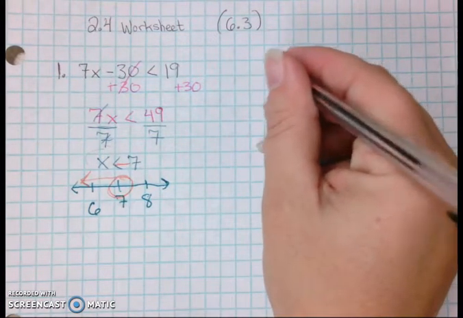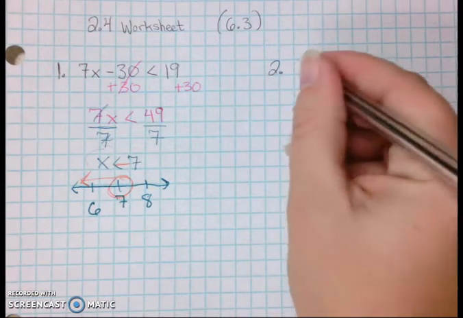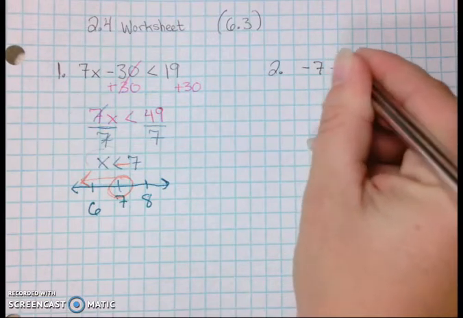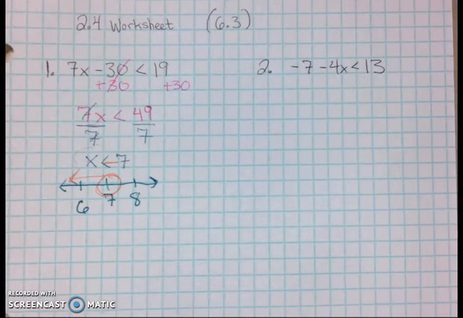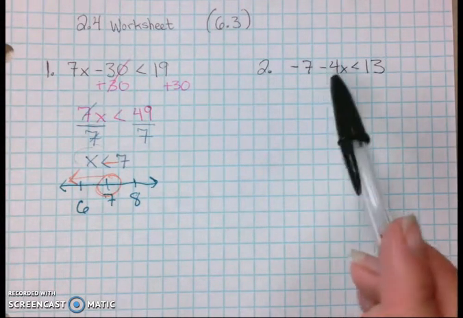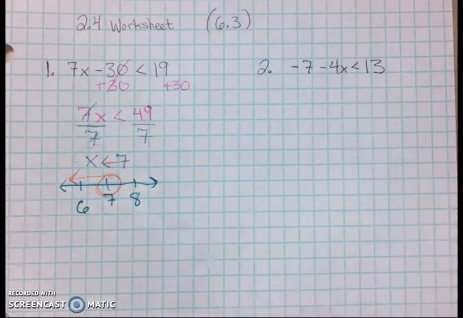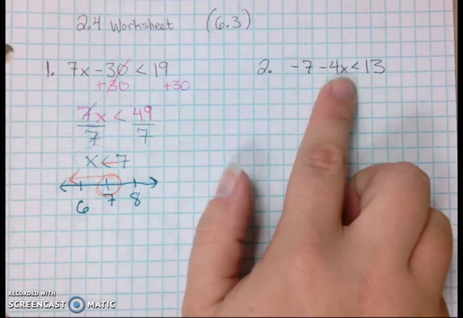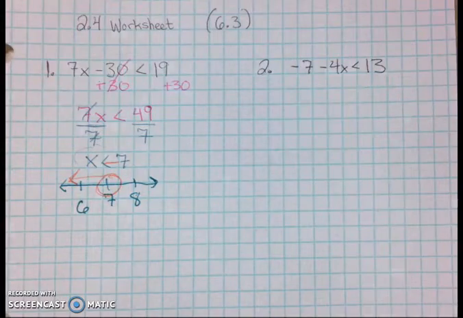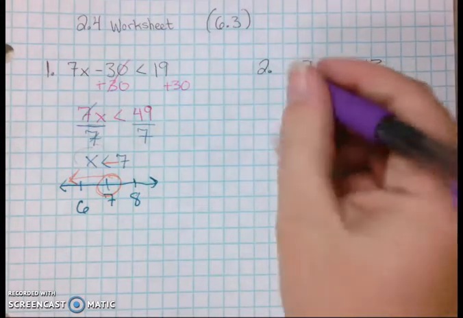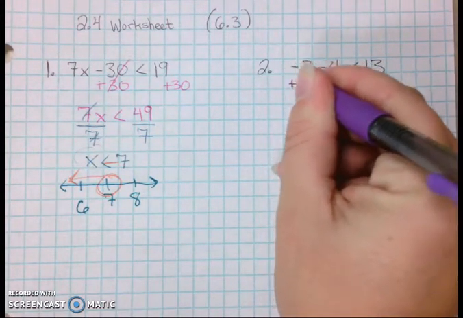Alright, so then number 2. So find where x is. We have to get rid of this negative 7 and the minus 4 here. So this negative 4 is times x, so we do that last. Let's get rid of negative 7 by adding 7 to both sides. Because negative 7 plus 7 is 0.